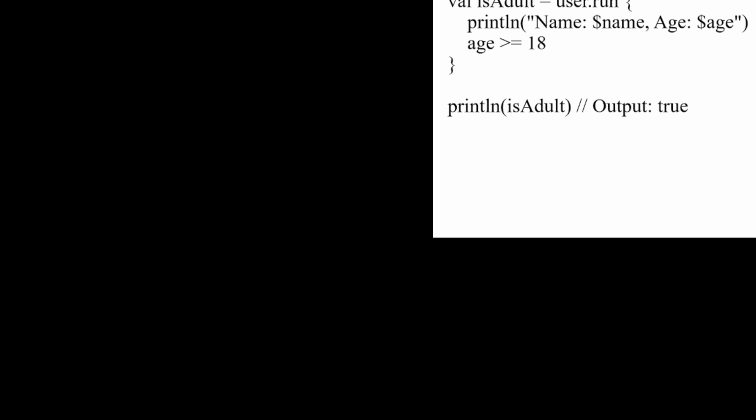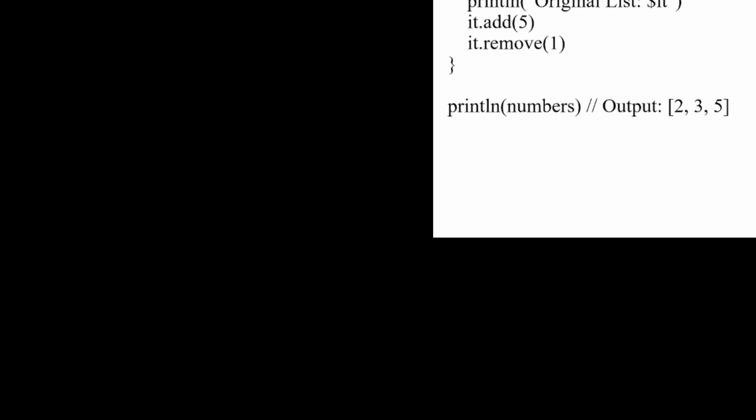So I have printed the name and its age within the run scope function. Here it will check the condition: if our age is greater than or equal to 18, then it will return true; otherwise, it will return false. So the run scope function is used to perform operations on an object and return a result.